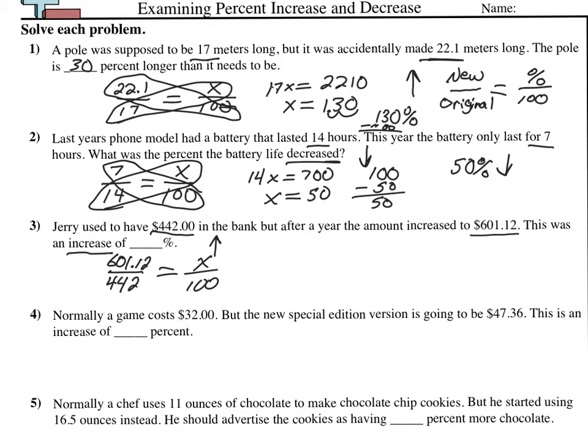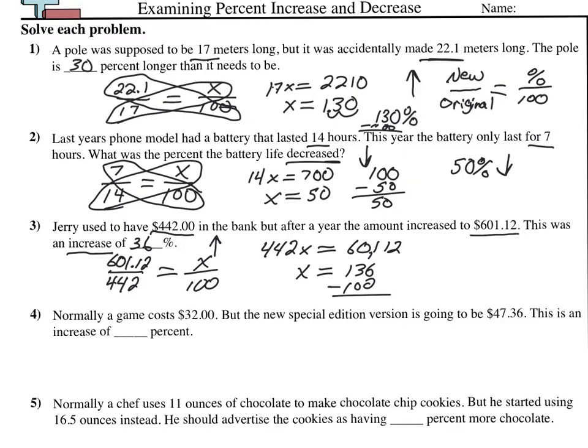So we cross multiply. We get 442x is equal to 60112. So 60,112. And again, we're dividing both sides by 442. So 60,112 divided by 442 is equal to 136. Now all percents are out of 100. So in this case, in order to find out how much it went up, we subtract 100. Not a difficult thing, we get 36. So we end up with 36% increase.